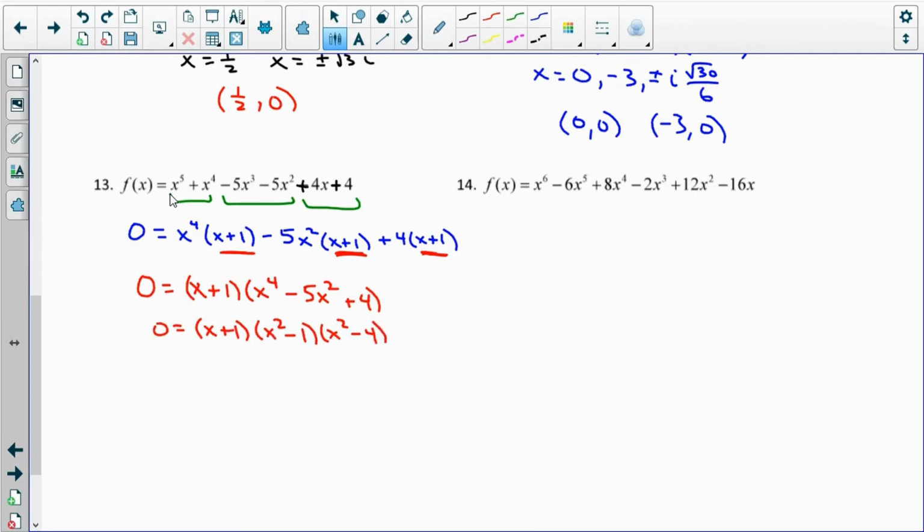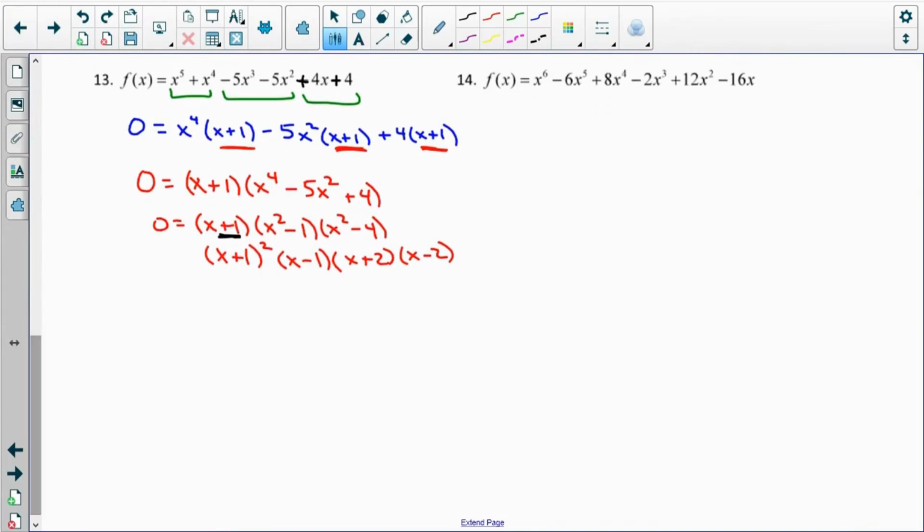So I can continue to factor this further. X squared minus 1 goes into x plus 1, x minus 1. So I can write x plus 1 squared because I have the original x plus 1 I had, and then I'm going to have a different one from the x squared minus 1. And then I have x plus 2, x minus 2.